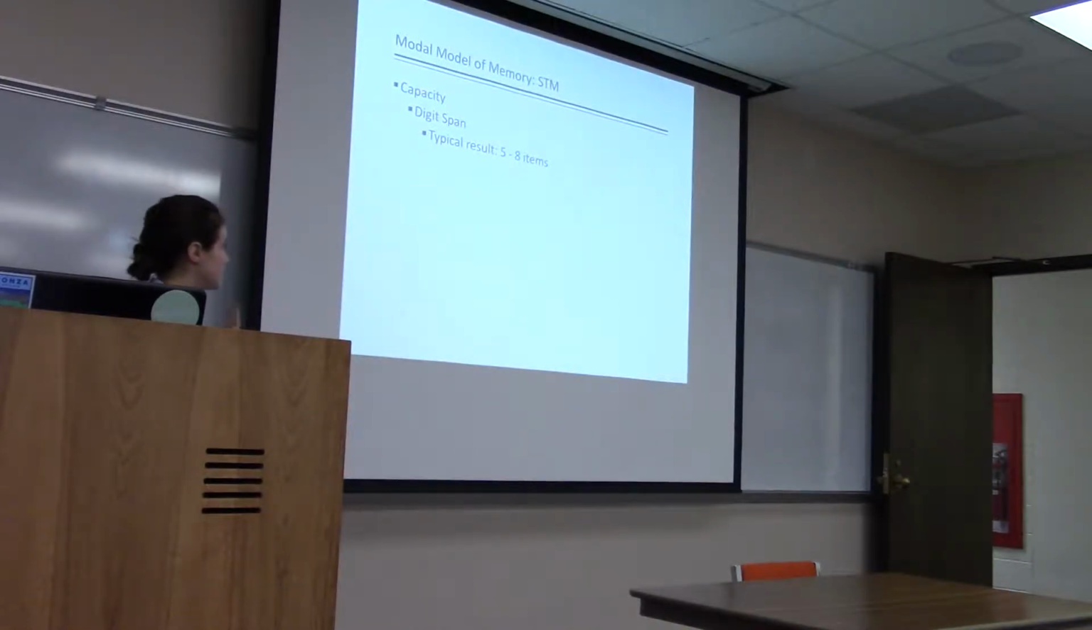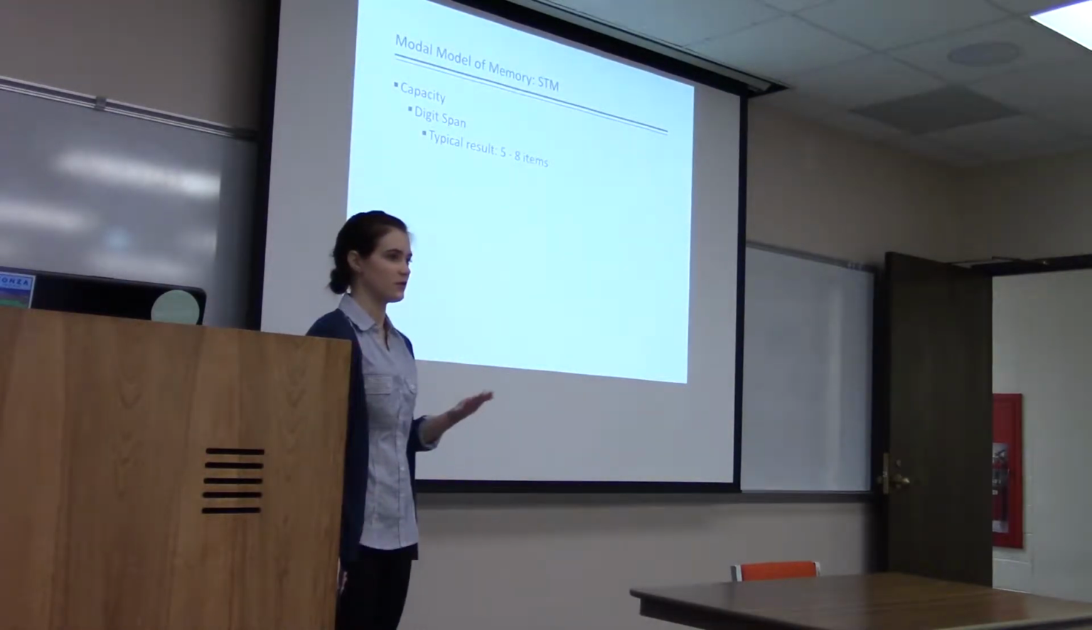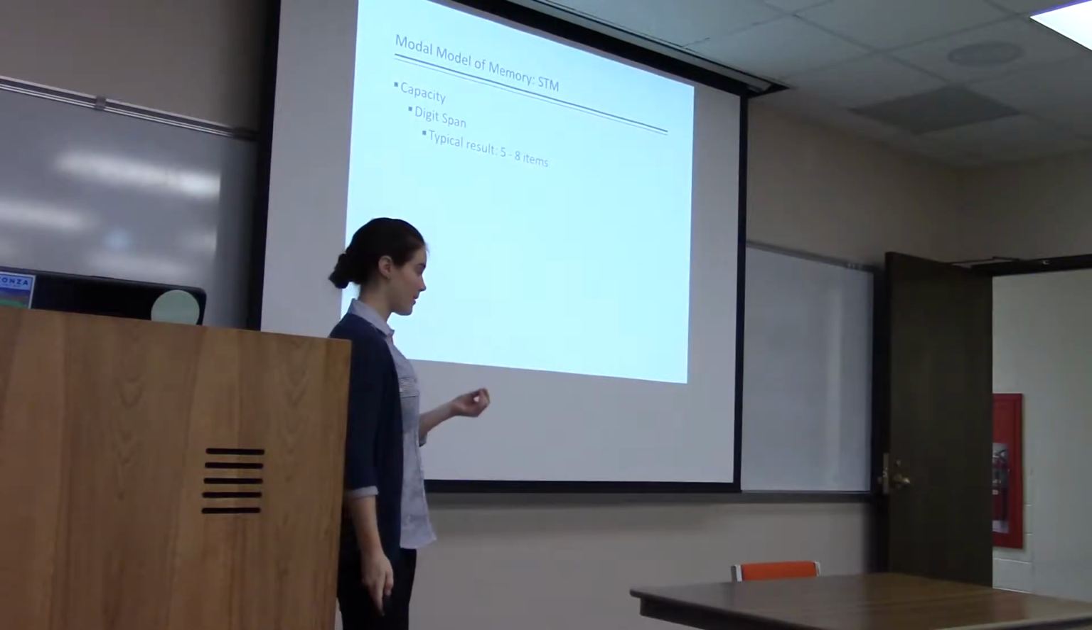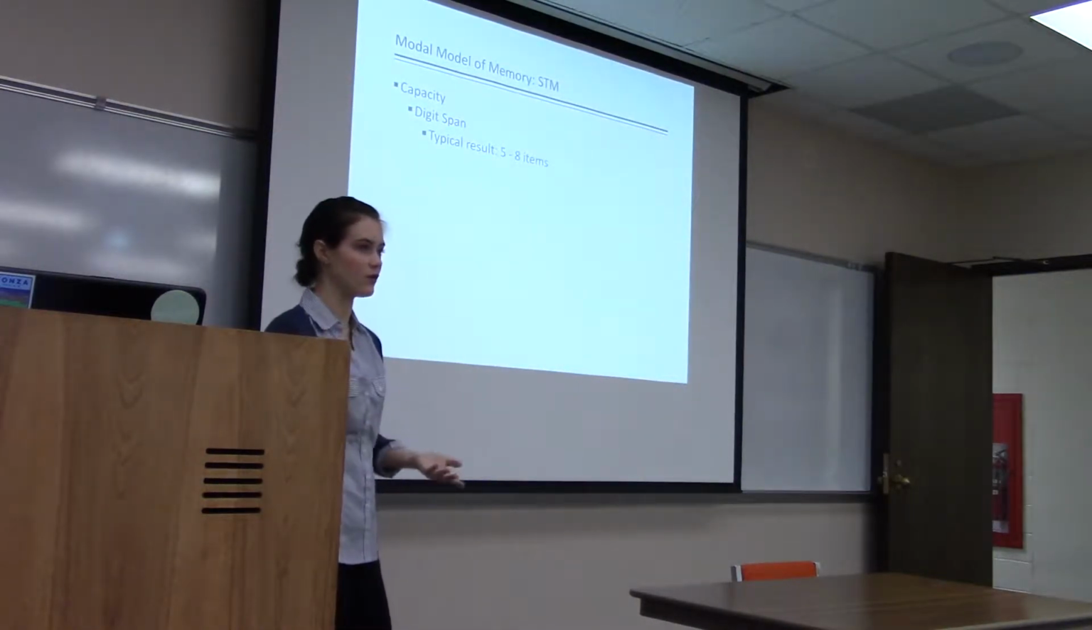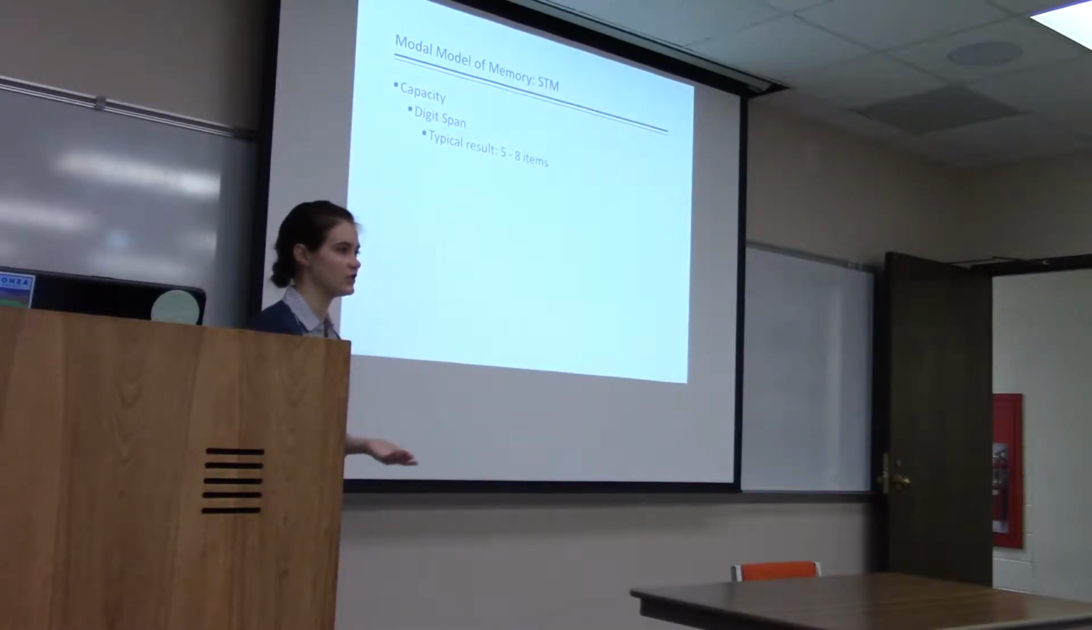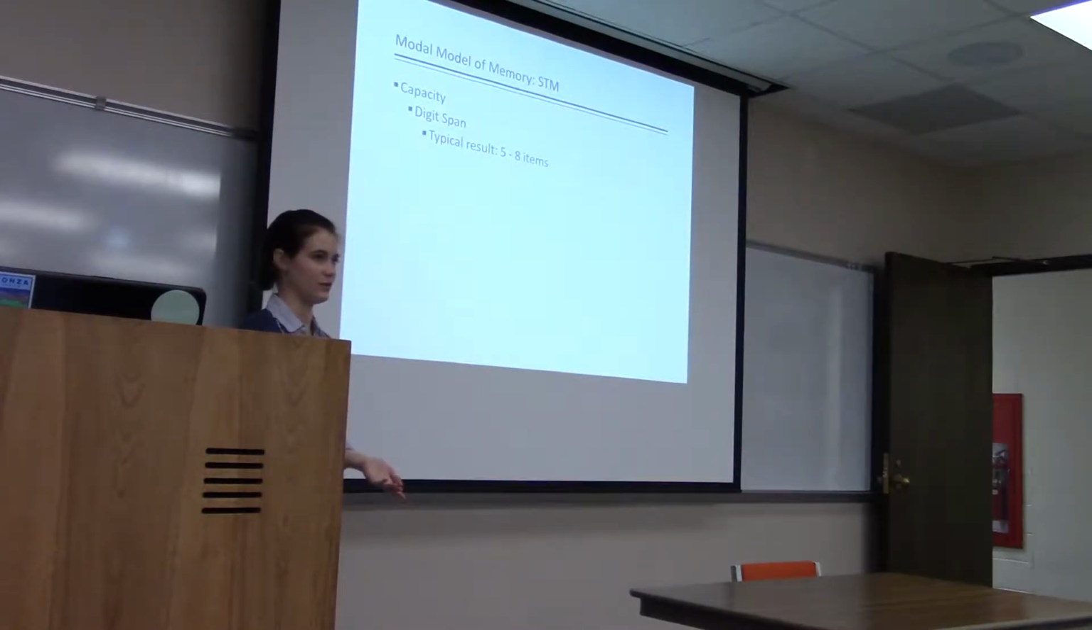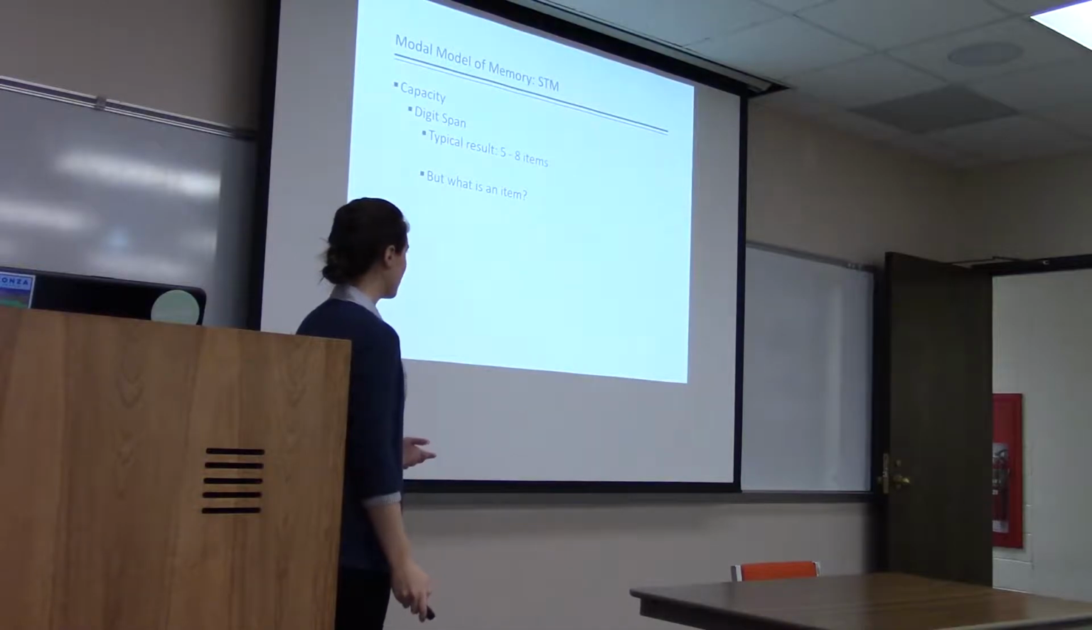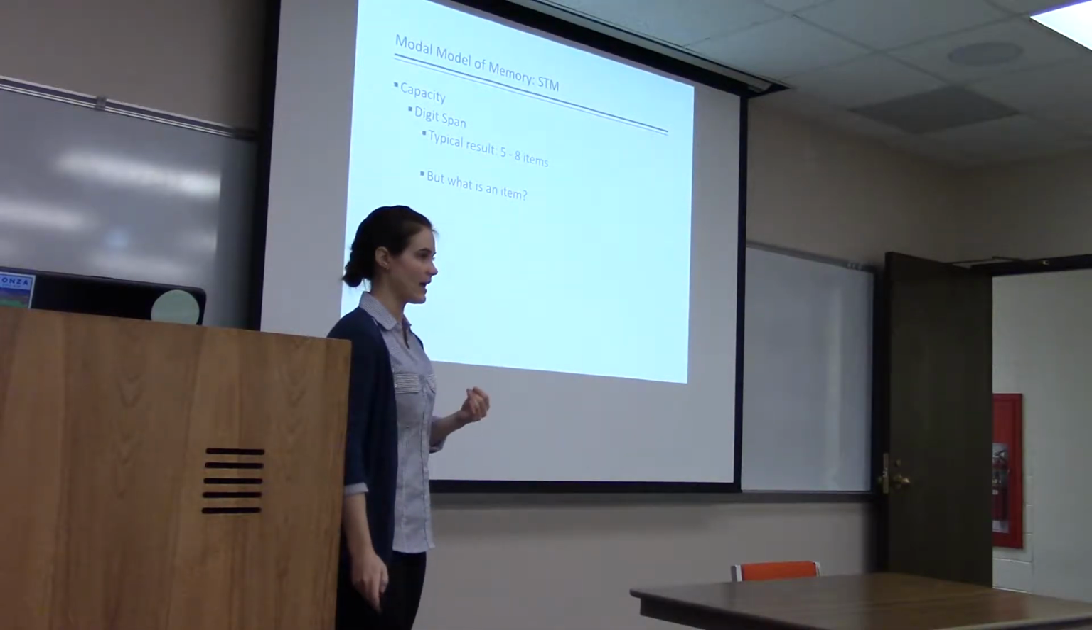So this illustrates that the typical result is 5 to 8 items. Most of you were able to remember the first trial when there were only 4 digits, and then the second trial when there were 6 digits, but when it became 10, it became much more difficult. But this gets us into the question of what exactly is an item.